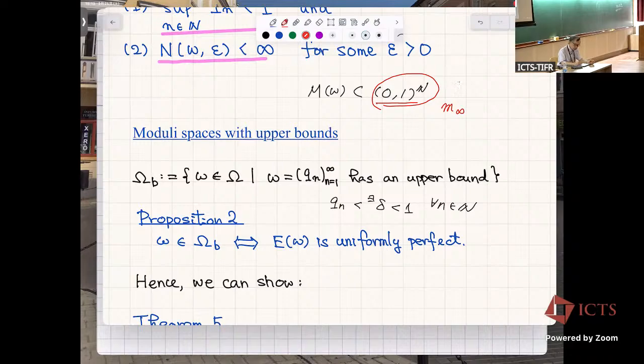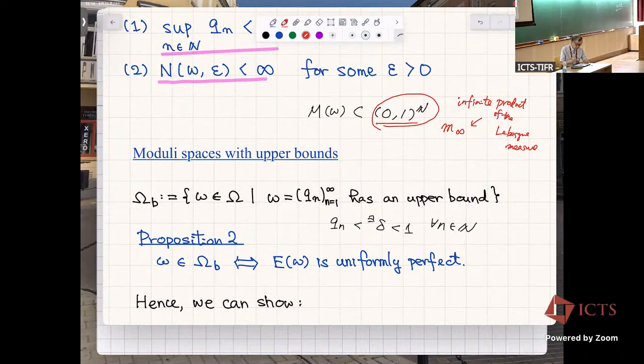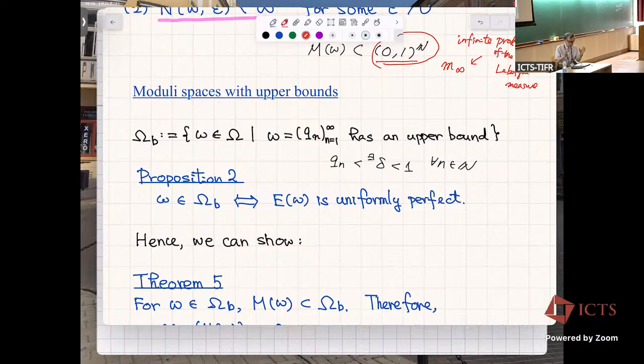So it's an infinite product of the Lebesgue measure, so it's a probability measure. So we consider the volume of the moduli space of standard M infinity. First of all, we consider the moduli space of omega which has an upper bound. So take a sequence which has an upper bound and look at the Cantor set provided by this omega.